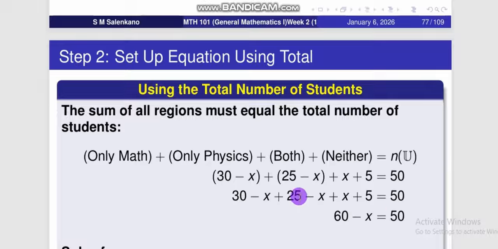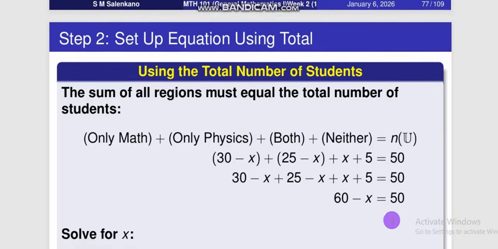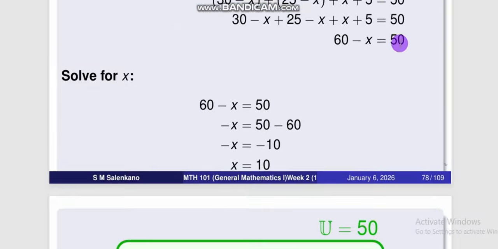30 plus 25 will be 55. 55 plus 5 will give you 60. Then you come to the x terms, minus x minus x plus x. This gives you minus x, so you put the minus x here. Now you solve this equation for x. So you bring this equation here, same thing, and solve for x.